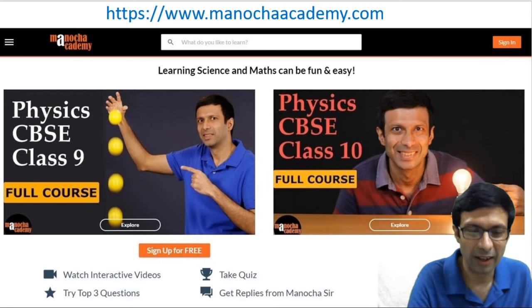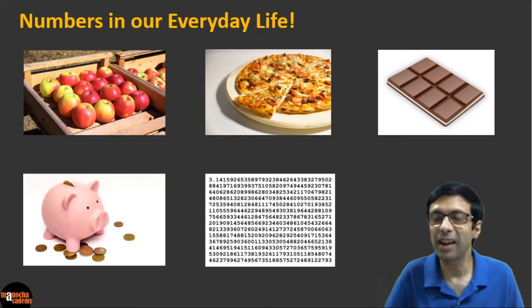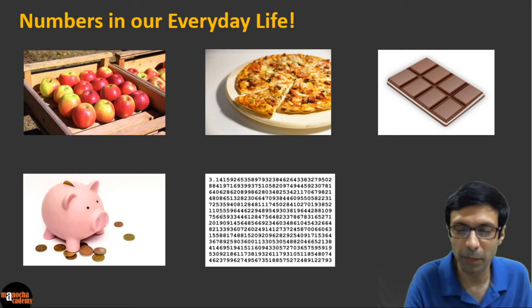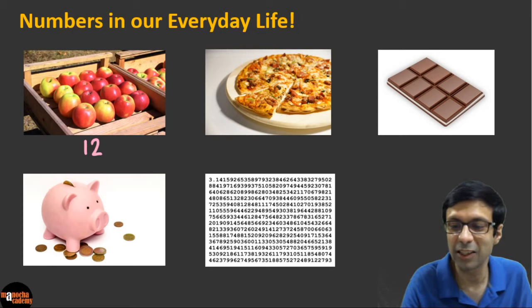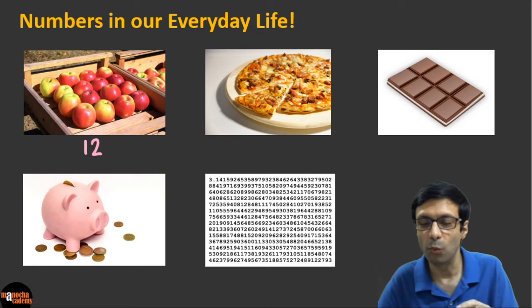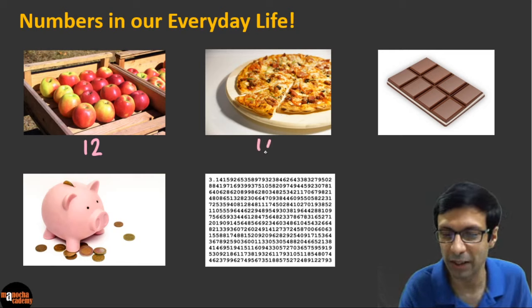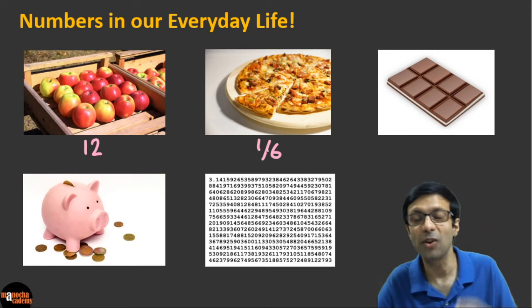All right, so guys, let's get started with this amazing maths topic on number systems. And we see numbers in our everyday life, right? So for example, when you go to the vegetable shop, let's say you want to get a dozen apples. So let's say you want to buy 12 apples, right? So that's the number 12. Or let's say if you're eating this pizza. So if you're eating one slice of this pizza, we can say you've had 1/6 of the pizza, right? So you can see there are 6 slices, and if you have eaten one, you've had 1/6.